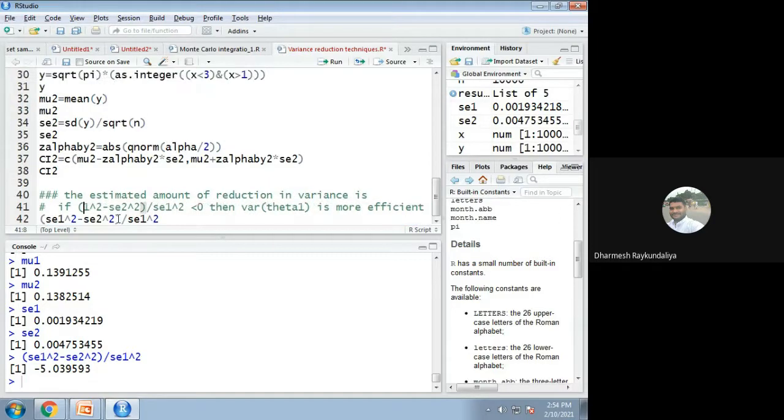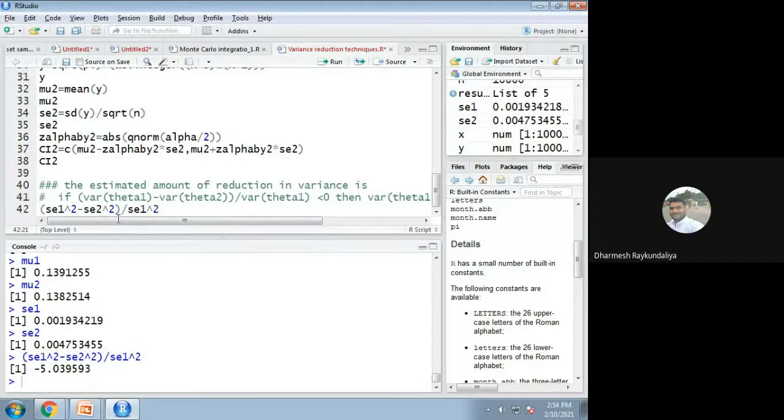Are you getting my point? Yes, sir. Okay, so it is negative, so we can say that the variance of theta 1, that means the estimator obtained based on the first method, is more efficient. So instead of normal integration, which method is better? The uniform method. Okay.